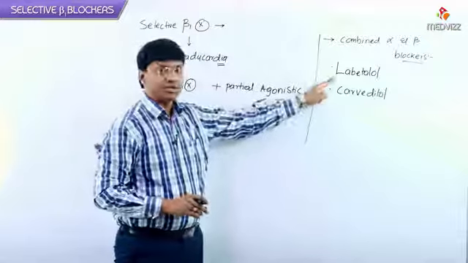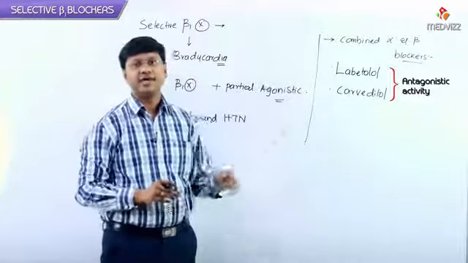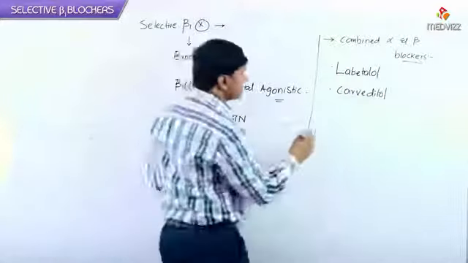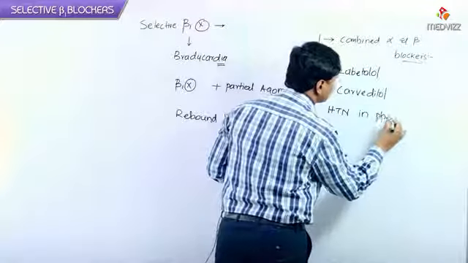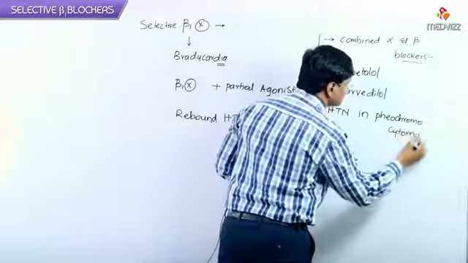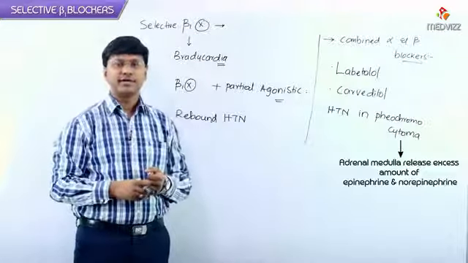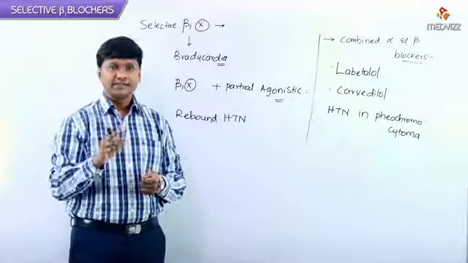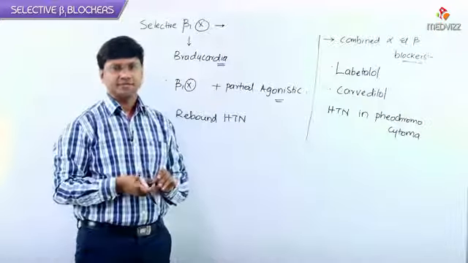So remember, labetalol as well as carvedilol have antagonistic activity on both alpha and beta adrenergic receptors. And where are they used? They are mainly used in control of hypertension in pheochromocytoma. Now remember, pheochromocytoma is a tumor originating from the adrenal medulla, which will release excess amounts of epinephrine and norepinephrine. In that clinical scenario, we use this combined alpha and beta blocker, mainly labetalol.